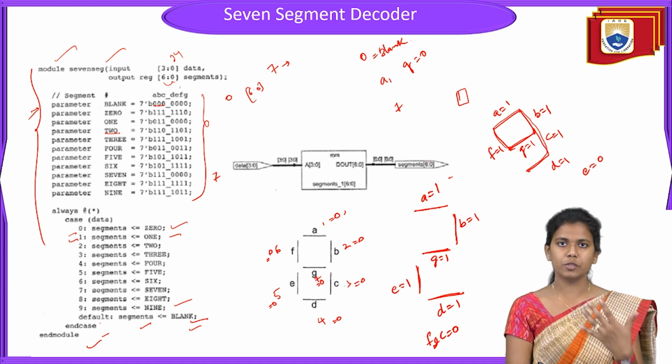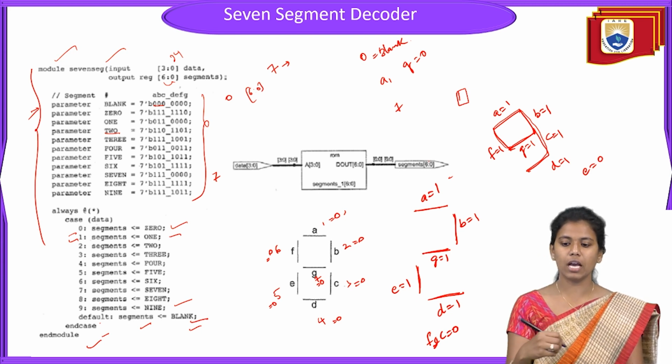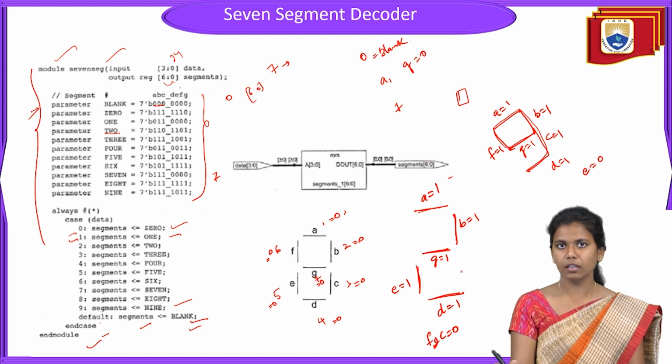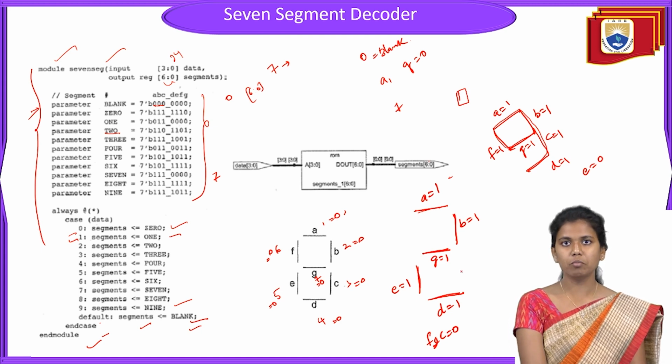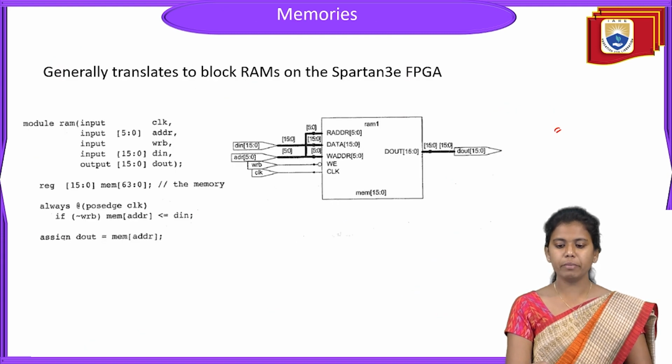How the display part can be seen from 0 to 7, with respect to 0, 1, 2, 3 until 7. How the display can be seen using the behavioral modeling style. Okay, and then we'll go with the memories.